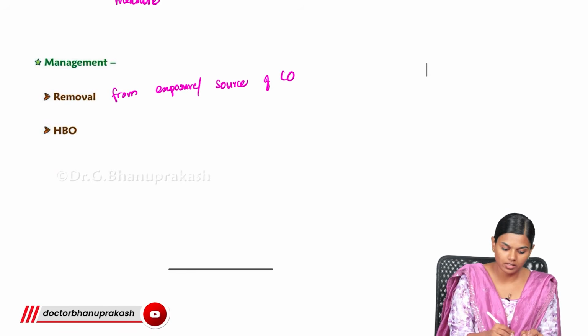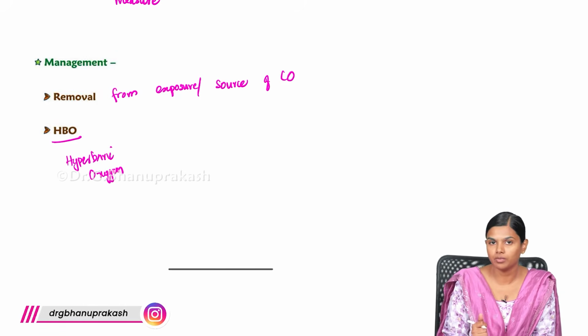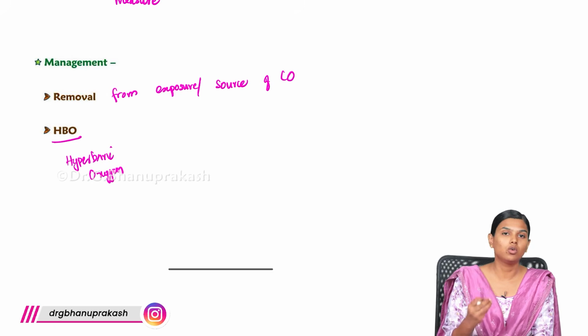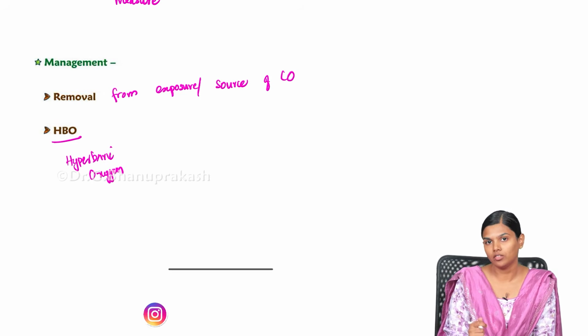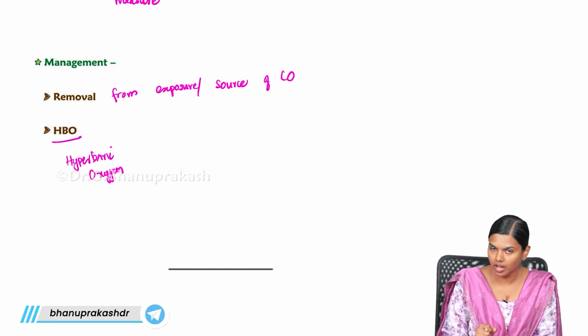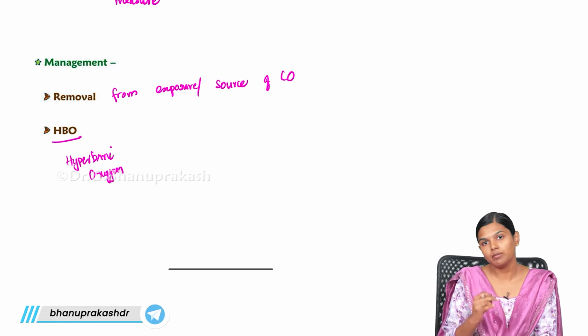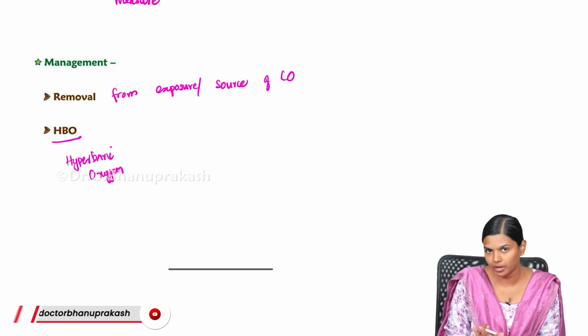And next is hyperbaric oxygen. You will be giving oxygen at higher atmospheric pressure. This will displace all the carbon monoxide from the hemoglobin. That is how you can treat. There is nothing else you can do apart from facilitating the elimination. You have to supply 100% oxygen, and if you supply it under hyperbaric condition, under high pressure, it will be much easier, and the half-life of the carbon monoxide will reduce and it will be easily excreted and eliminated from your body.